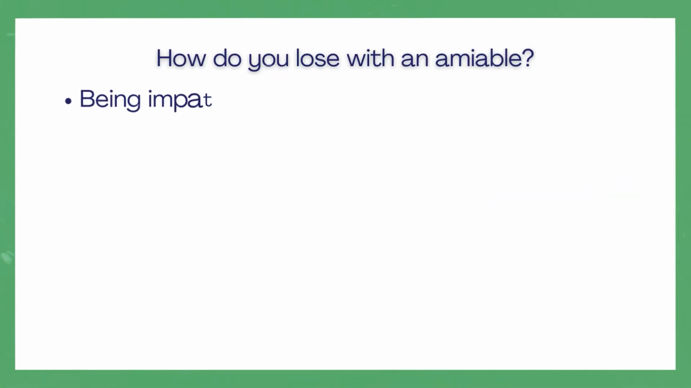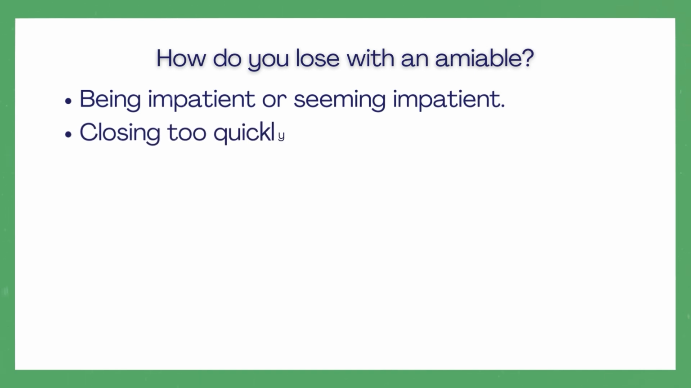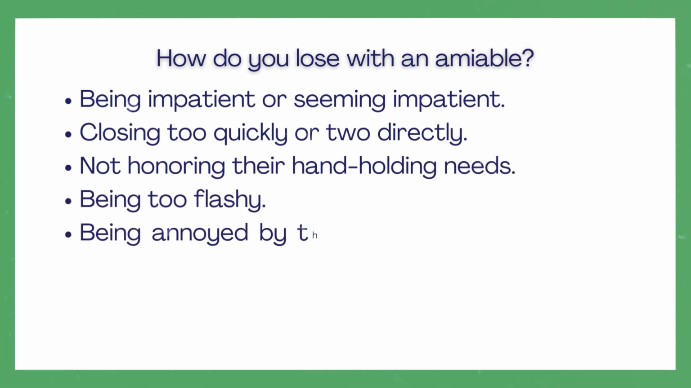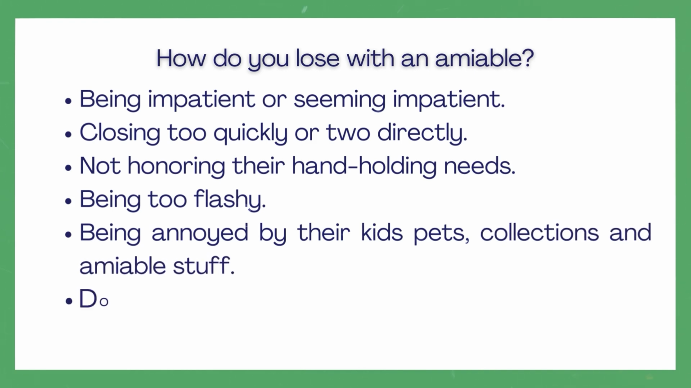Being impatient or seeming impatient, closing too quickly or too directly, not honoring their hand-holding needs. That's even past taking the listing. That's during the transaction. Communication for amiables is massive. Delegating them to people they don't know. They don't like that. Being too flashy, don't like that. Being annoyed by their kids, pets, collections, and amiable stuff.